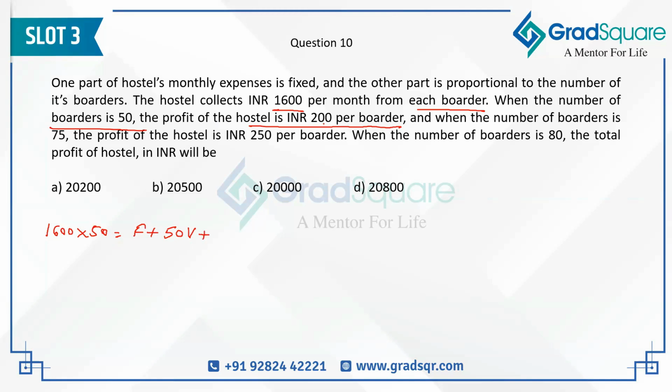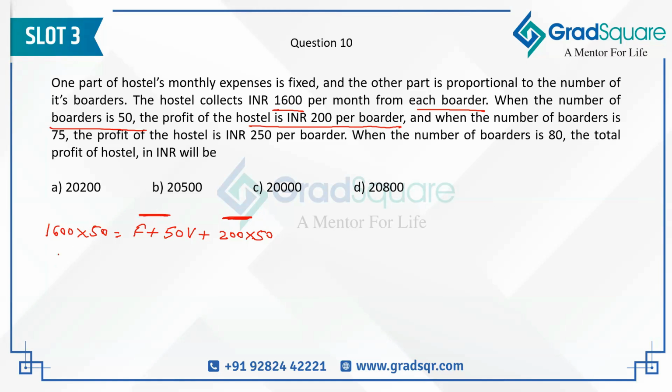Profit of the hostel is 200 per boarder, right? So 200 multiplied by 50, this will be the profit. So this is the profit part of the equation and this is the cost part of the equation. Cost plus profit should be equal to the net sales. So this will give you one equation.